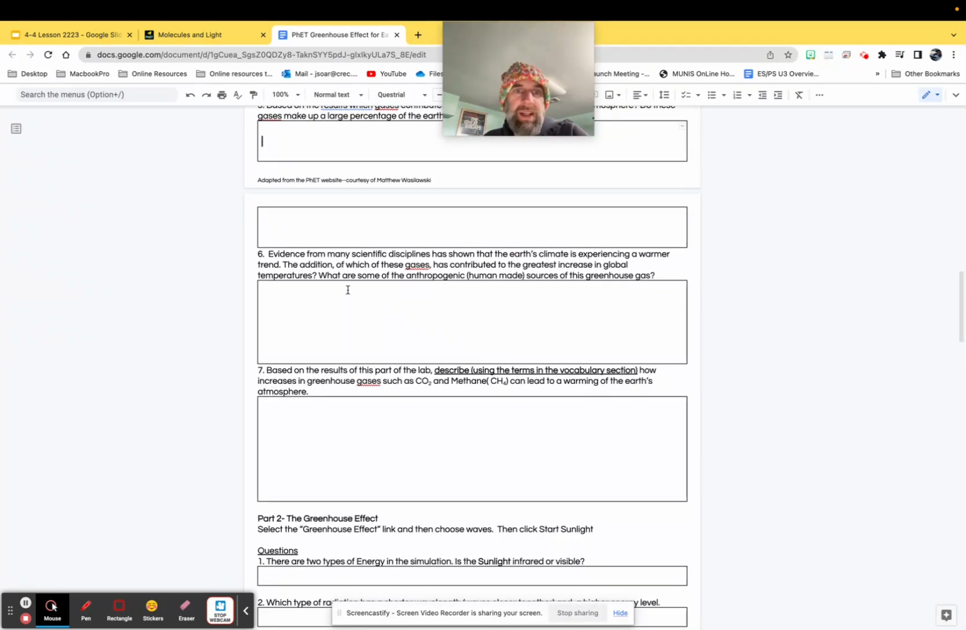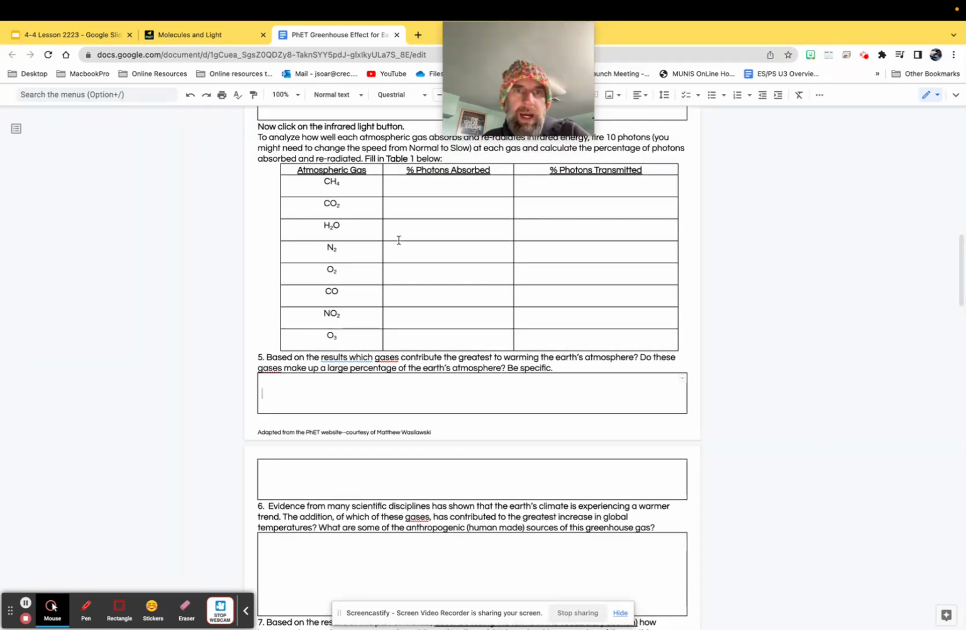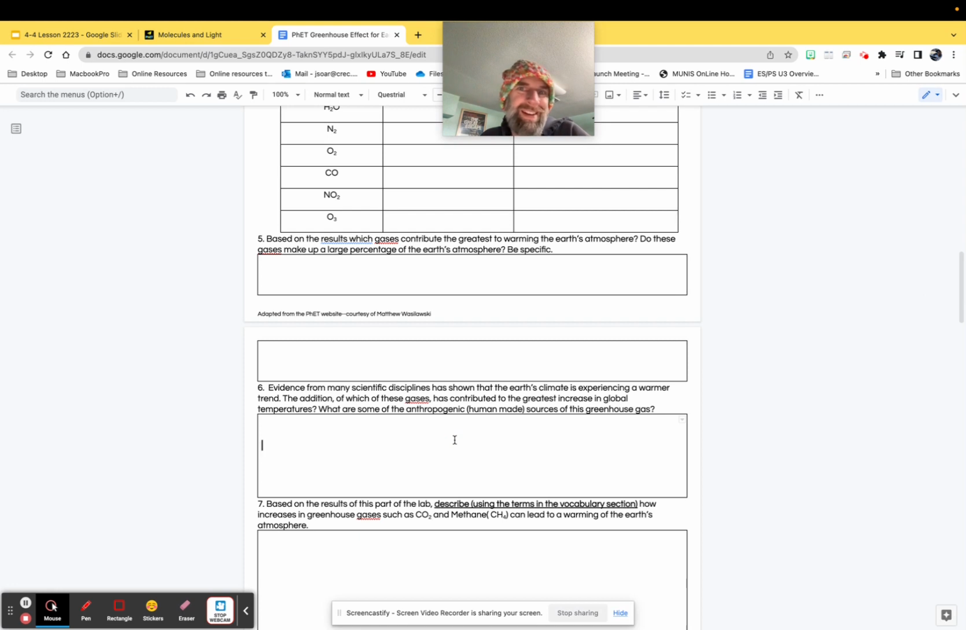Now, for number 6: evidence from many scientific disciplines has shown that the Earth's climate is experiencing a warmer trend. The addition of which of these gases has contributed to the greatest increase in global temperature? What are some of the anthropogenic, human-made sources of this greenhouse gas? So out of the gases, which one has contributed the most to global warming? And then what are some of the human-made ways we put that off in the atmosphere?